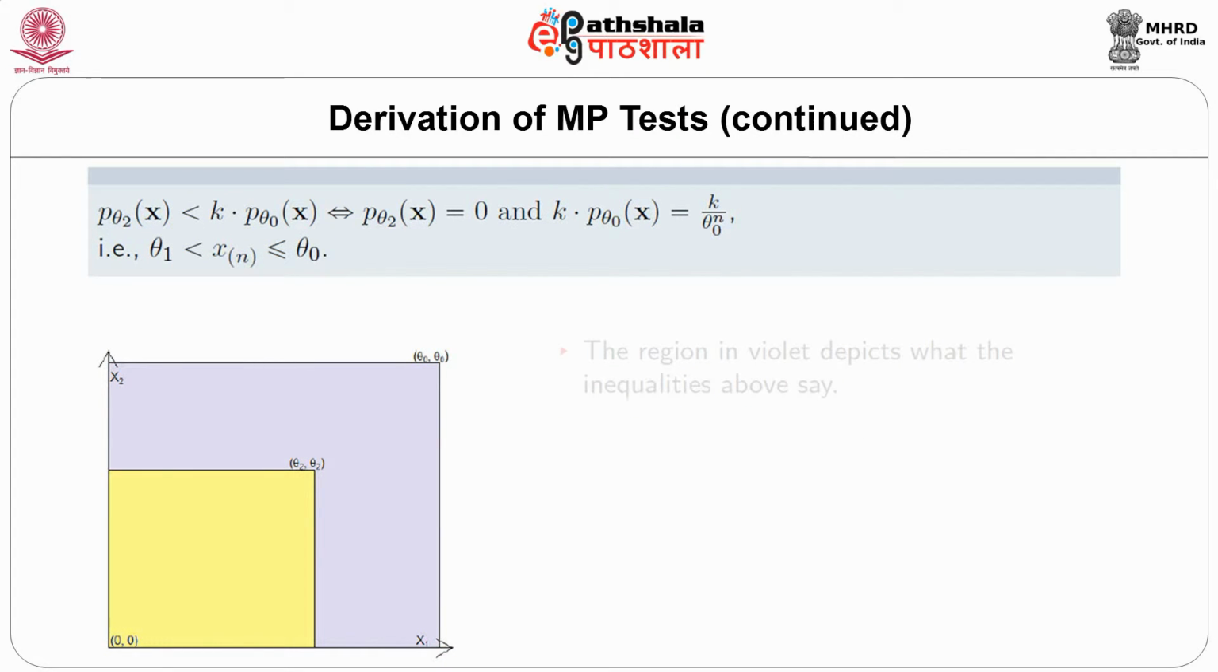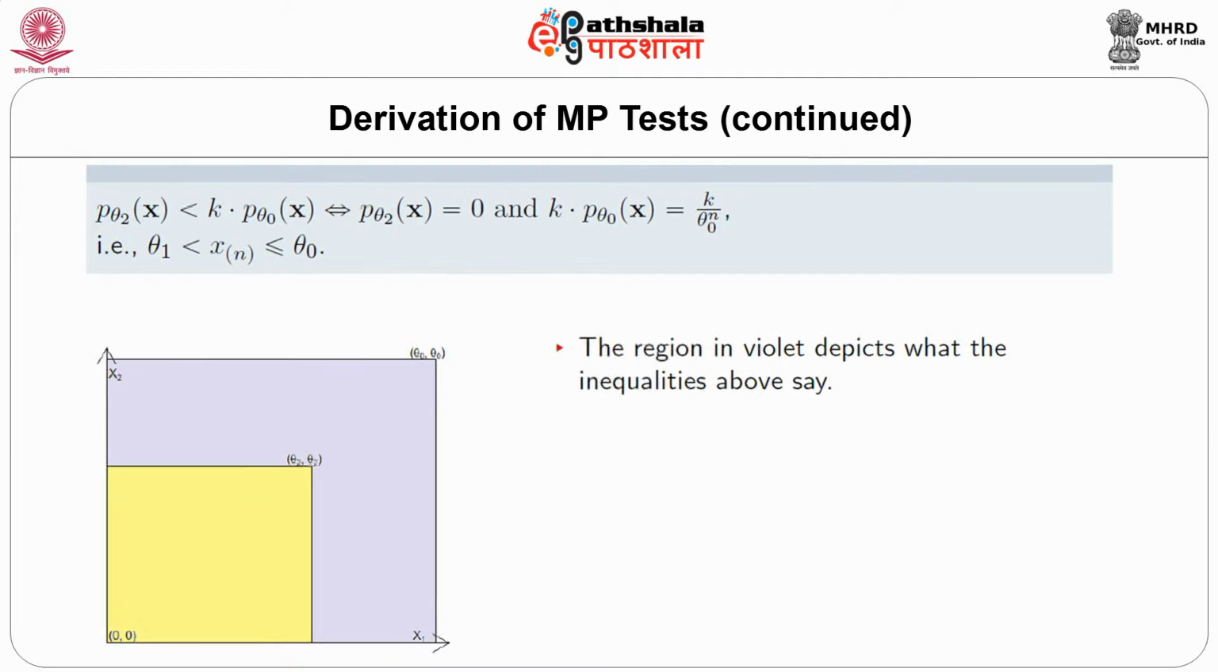Next, p theta 2 less than k p theta naught. Here p theta 2 is 0 and k p theta naught is k by theta naught to the power n, which is equivalent to x order n lying between theta 2 and theta naught, and the region in violet depicts what the inequality is above, say.